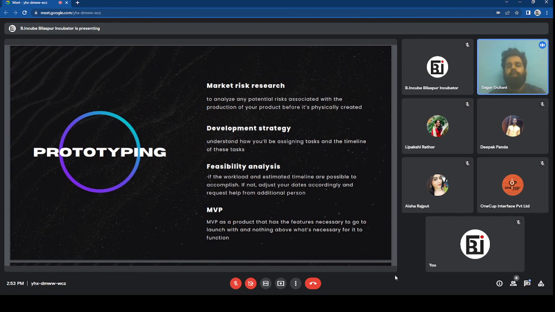Finally, the MVP is there. MVP is the minimum viable product. The final outcome of the prototyping stage is a minimum viable product, right? Think of your MVP as a product that has the features necessary to go to launch, right? Just not a full-fledged car, but only four tires and a board over it. So that is the MVP, right?